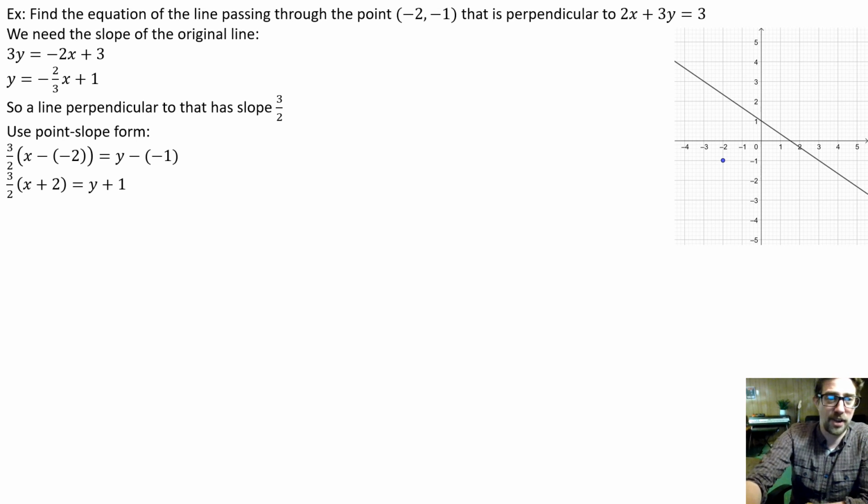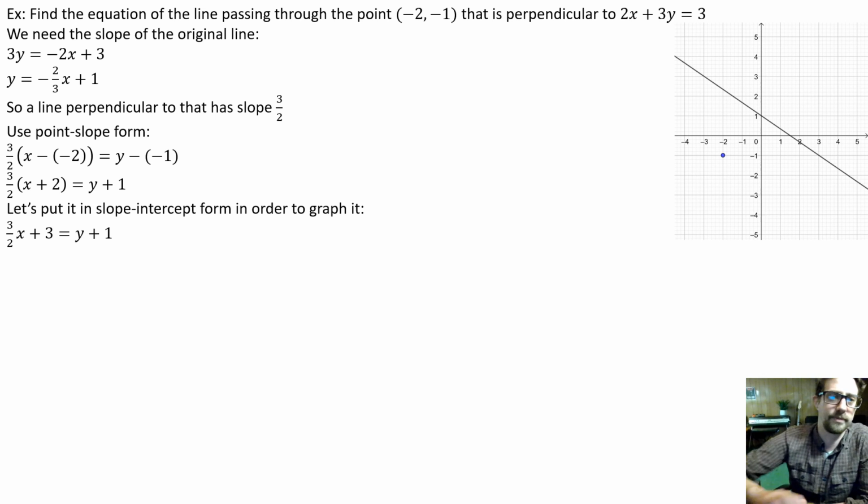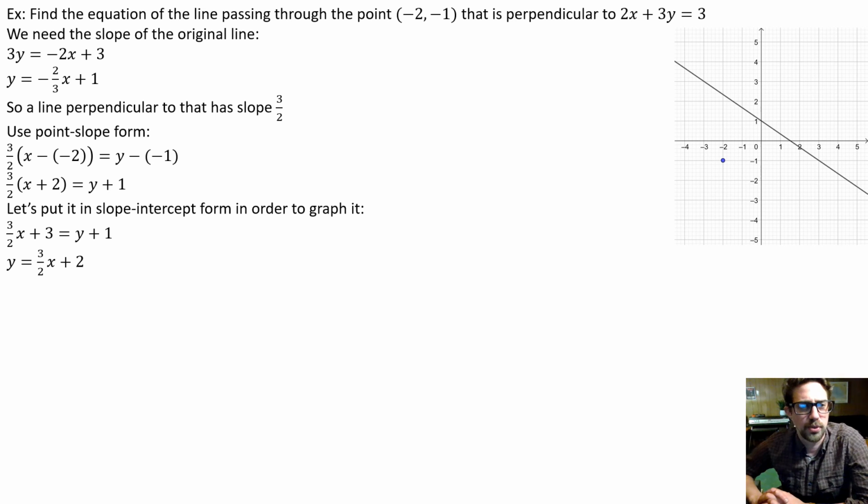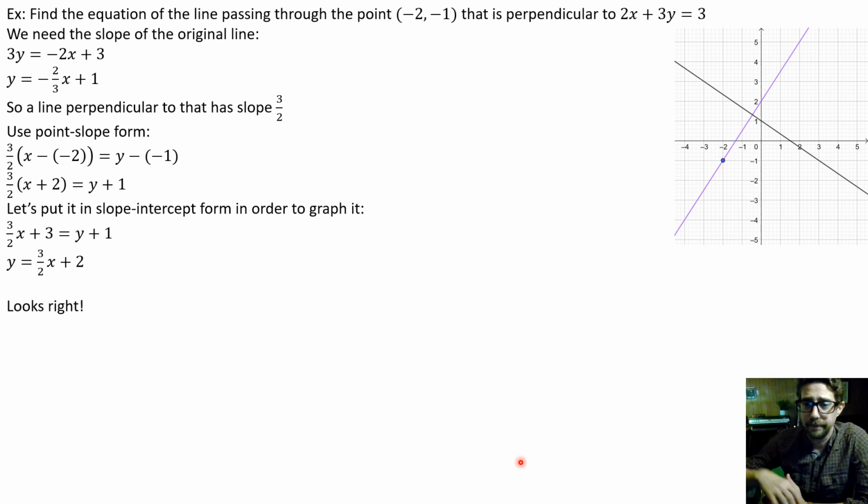Okay, so let's solve that thing for y. Just distribute the 3/2, 3/2 x plus 3 equals y plus 1, and then subtract 1 from both sides. You get y equals 3/2 x plus 2. Okay, so you can punch that in your calculator and go ahead and graph it. And remember, the reason we like graphs is because you should know what your line is supposed to look like. And if it looks wrong, you did something wrong. Looks right? Goes through the point we want and looks like it's perfectly perpendicular to the original line. Okay, that's all. Thank you.